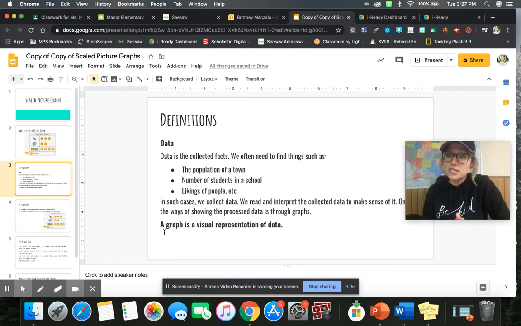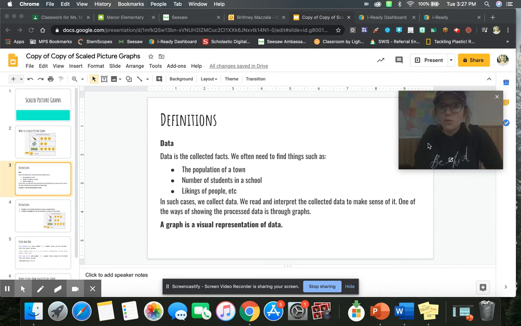Okay, so some definitions that are important about data. Data is the collected facts. We often need to find things such as the population of a town, the number of students in a school, what people like, just like we did in that last one, a favorite musical instrument. In such cases, we collect data. We read and interpret the collected data to make sense of it. One of the ways of showing the processed data is through graphs. A graph is a visual representation of data.